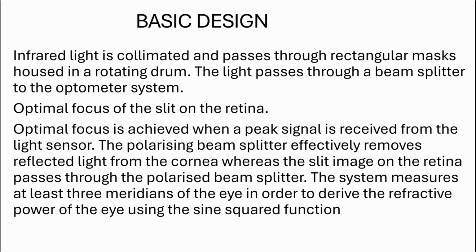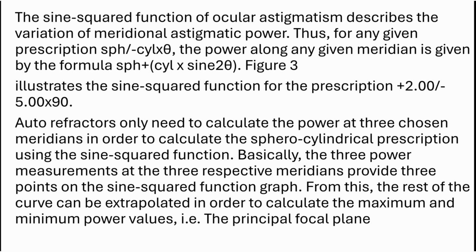The system measures at least 3 meridians of the eye in order to derive the refractive power of the eye using the sine squared function. The sine squared function of ocular astigmatism describes the variation of meridional astigmatic power. Thus, for any given prescription, spherical, cylindrical into theta, the power along any given meridian is given by the formula spherical plus cylindrical into sine squared theta.